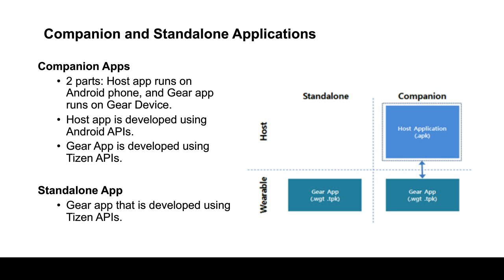To make it easier for developers, we have something called Samsung Accessory Protocol, which takes care of all the Bluetooth socket connectivity, finding the peer agent, etc. So you can use the Samsung Accessory Protocol to have the communication channel between your two companion applications.